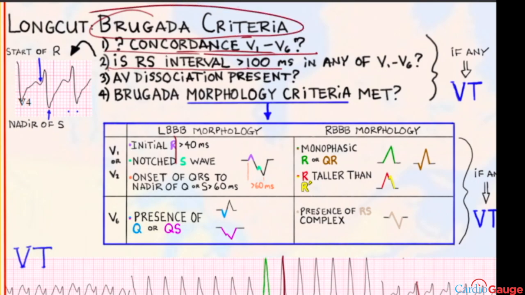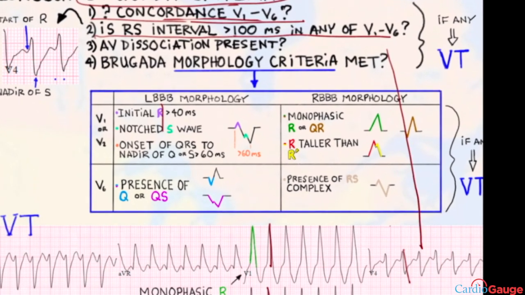The RS interval does not appear to be greater than 100 milliseconds in any of V1 or V6, although it's close. Let's look down here. Here's the onset of the R and the nadir of the S, and it's basically close to 100 milliseconds. It might be about 100 milliseconds, but we're not meeting this criterion. Clearly, no AV dissociation, and then here's the morphology criteria.